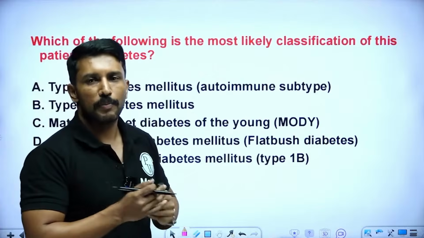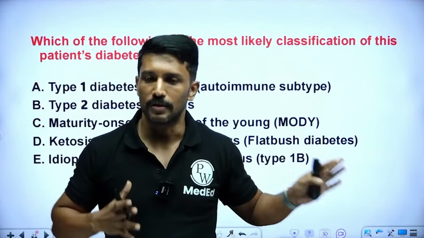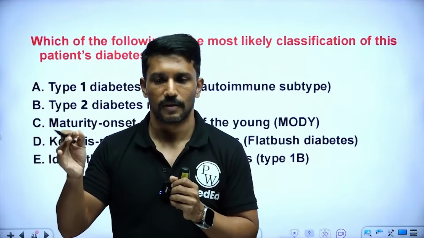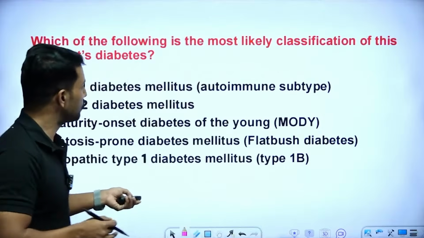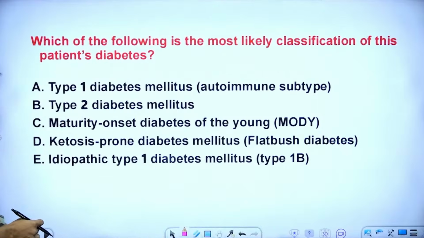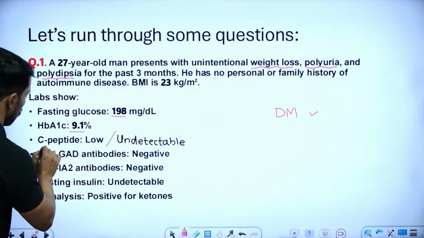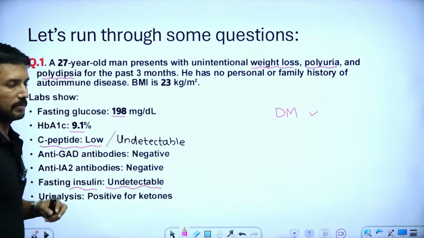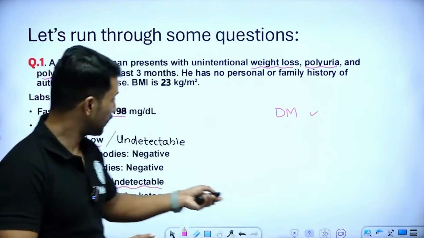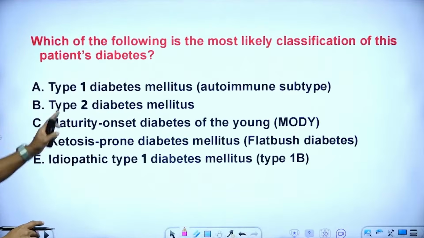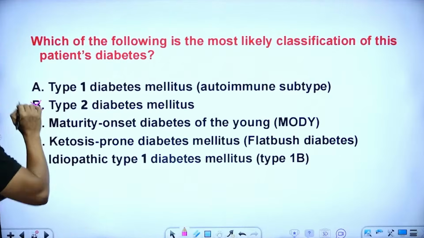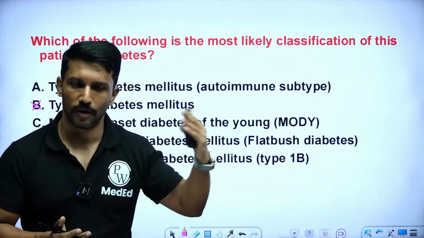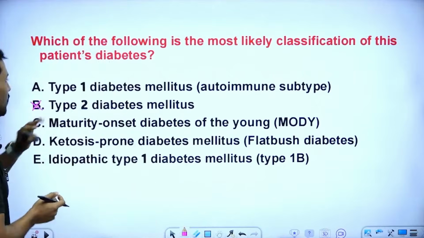absolutely undetectable C-peptide or insulin tells me what? There is absolute insulin deficiency. So when there is absolute insulin deficiency, what is the diagnosis? As you see in this question, the C-peptide levels are low or undetectable, and fasting insulin level is also low or undetectable. Can it be type 2? When C-peptide level is low or undetectable, can it be type 2? No, it can't be type 2, right? That is comfortably ruled out. In type 2, the C-peptide level will be either normal or increased. Okay, it can't be type 2.